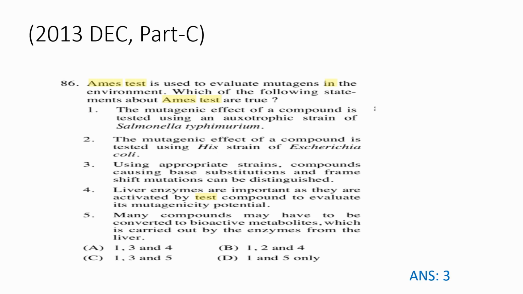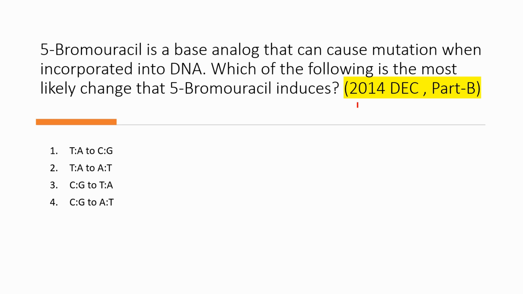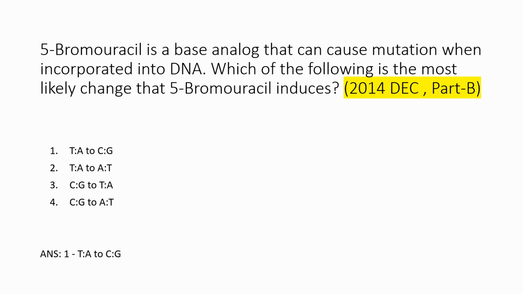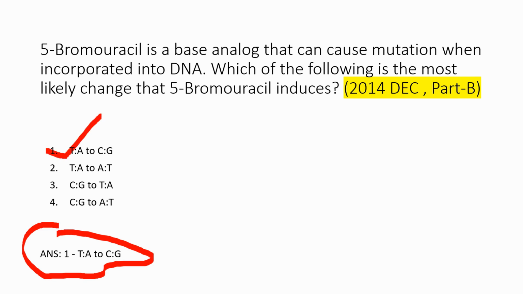So the correct option is 3. The first statement, third statement and fifth statement are correct. Now this question came in December 2014, part B: 5-bromouracil is a base analog that can cause mutation when incorporated into DNA. Which is the most likely change that it induces? So these are the 4 options, and the correct answer is the first, that is TA to GC transition.